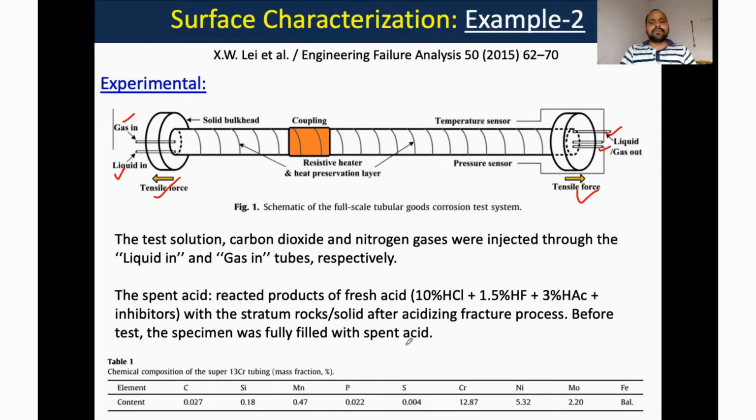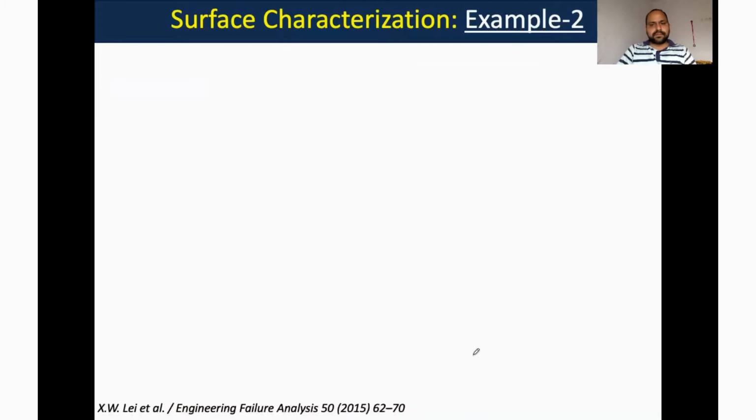And if you would like to see the composition of the tube, here you can see the elements and content. Carbon was 0.027%, then silicon, manganese, phosphorus, sulfur, chromium, nickel, and others.